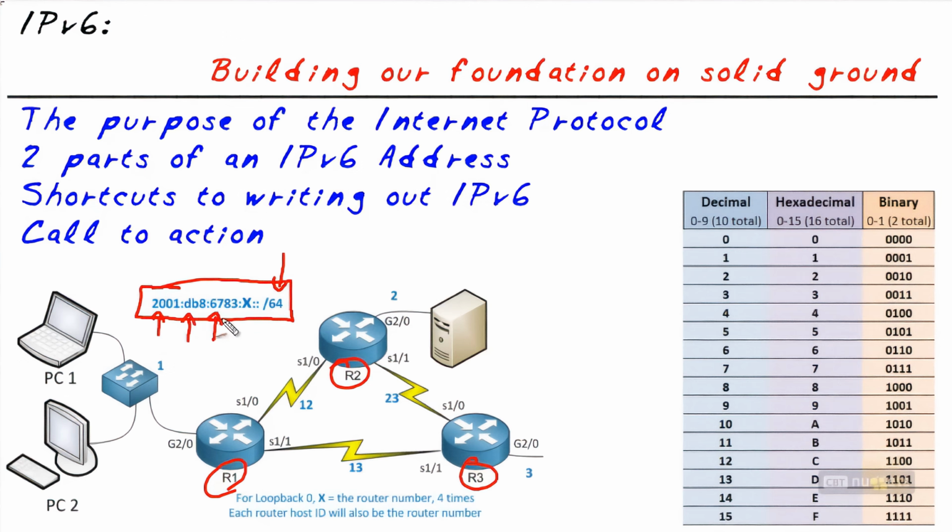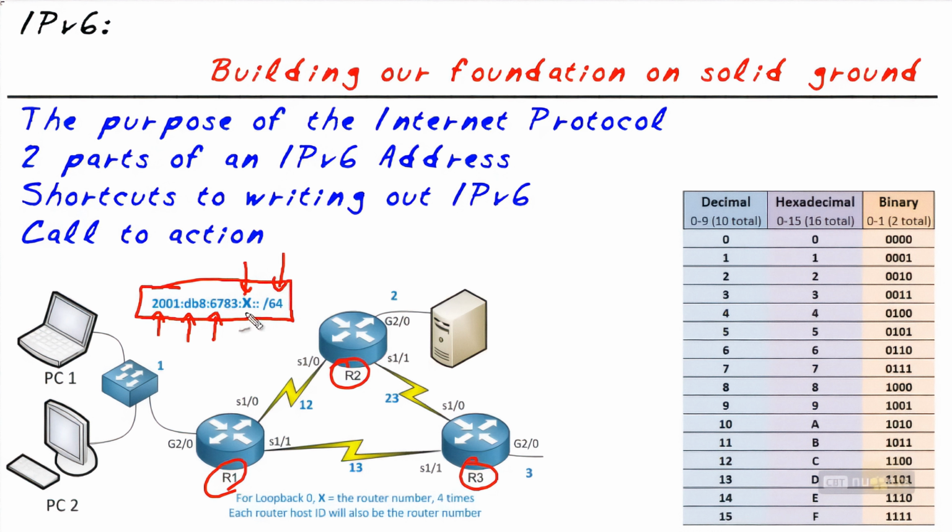I've got this group of 16 of 6783, and then I have this X right here. Why would I do that? What is X? You can't go that high with hexadecimal. It's 0 through F as in Frank. X is way too high. Well, that X is simply a placeholder to represent in my topology what the subnet is going to be.